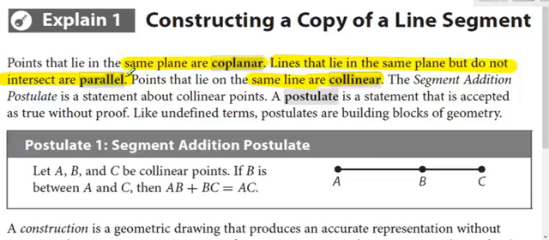And then a postulate is kind of a building block for geometry and math, really, in general. It is a statement that's accepted true without proof. So you can just say it, people agree it's true, and they don't need to have you prove it. Accepted as true without proof.